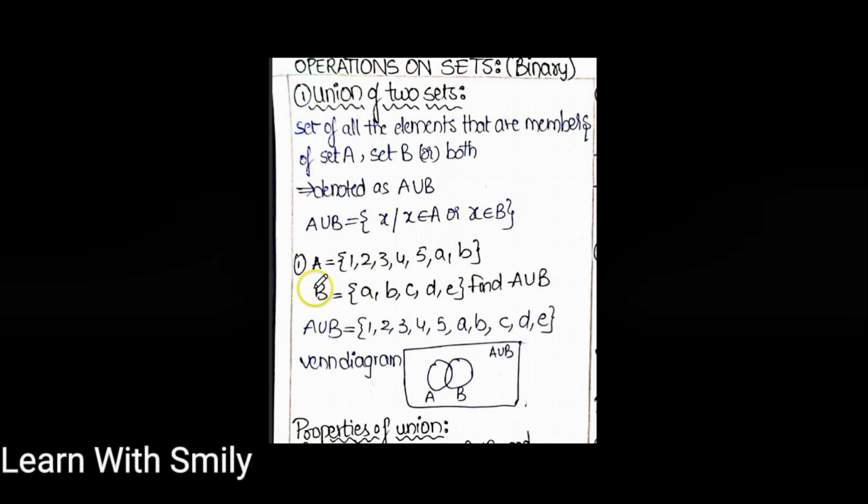Suppose we take an example where A equals {1, 2, 3, 4, 5, a, b} and set B consists of {a, b, c, d, e}. The union will consider all the elements of both sets, and the Venn diagram is this one. We are combining both sets. This is the representation of A union B, where each and every element will be in the union. So this is the union of two sets.